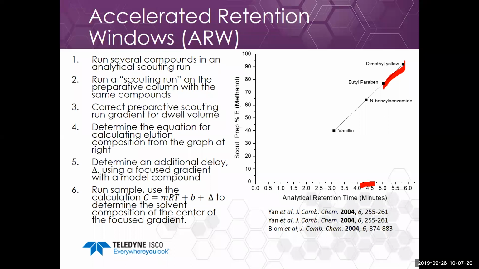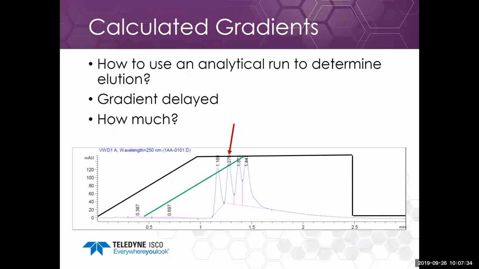Again, I list the pertinent references down here at the bottom, so one can look that up. Journal of Combinatorial Chemistry, Yan and Blom. There is one more step that needs to be done, though. You can use an analytical run to determine it, and what we're doing is looking at how much the gradient is delayed.